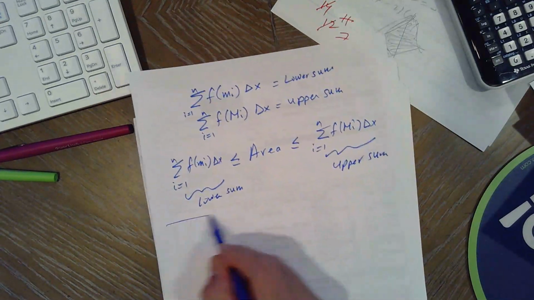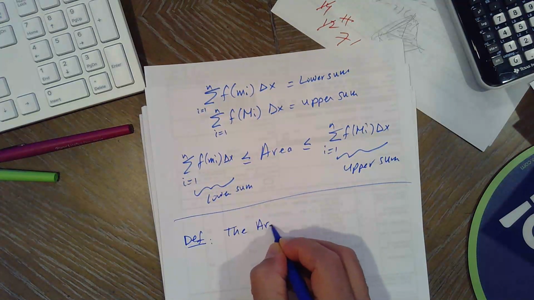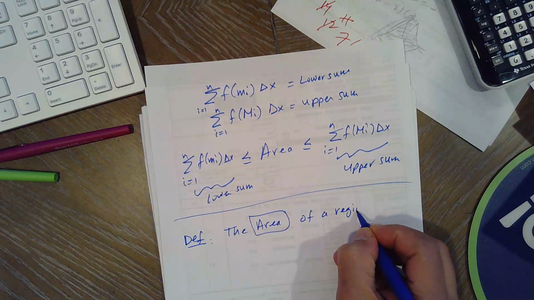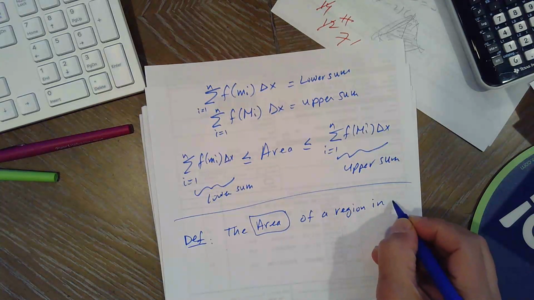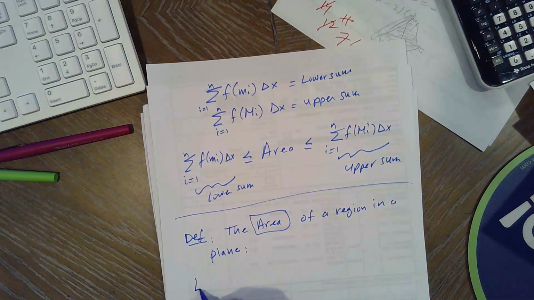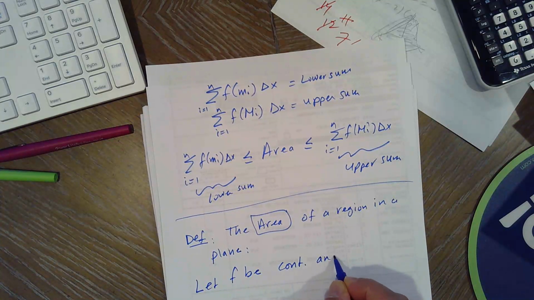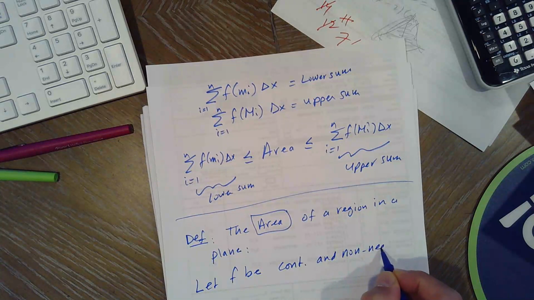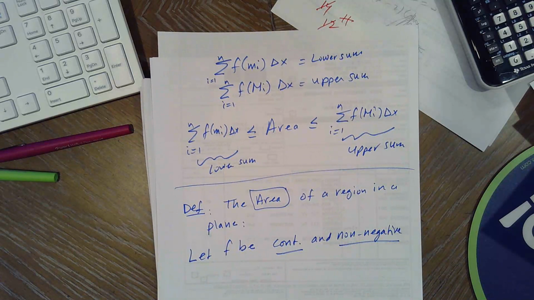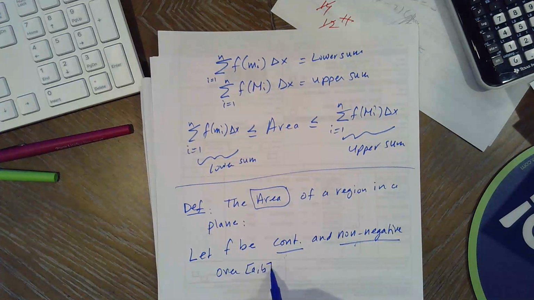Okay, so now we can define the area of a region. So remember, when we talk about area, it is the area of a region in a plane. Let f be continuous and non-negative. It's extremely important to have continuity, and the graph has to be above the x-axis. Continuous and non-negative over [a, b]. Otherwise, you can't find area.